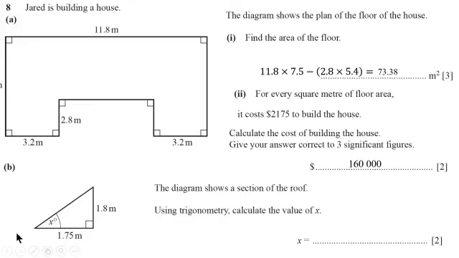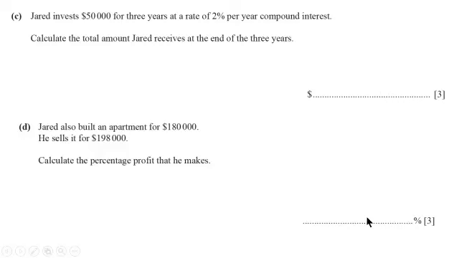We know it's opposite and we know it's adjacent, so the suitable trigonometric function is tan, of course. But I will use tan inverse because I want to get an angle now, okay? So I can write tan inverse 1.8 over 1.75 to get the answer 45.8 degrees.